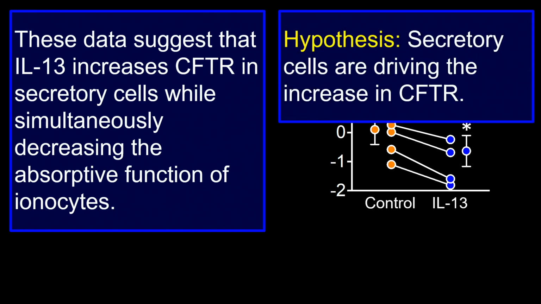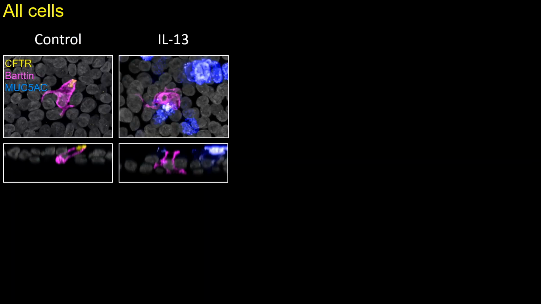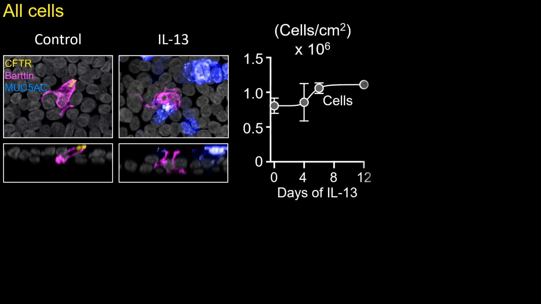So we tested the hypothesis that secretory cells are driving this increase in CFTR with IL-13 treatment. So we looked at the different cell populations and co-stained them also for CFTR expression. So here I'm showing an example from control cultures, IL-13 cultures, CFTR in yellow, ionocytes stained in pink, goblet cells in MUC5AC, more goblet cells in the presence of IL-13 with CFTR staining.